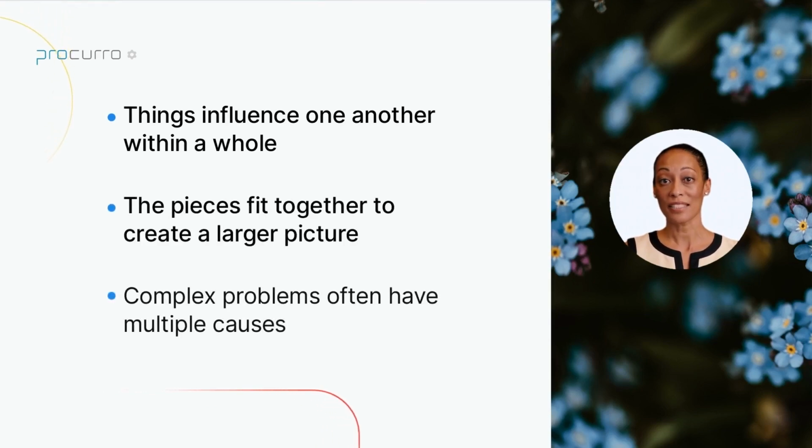Simply put, systems thinking is the study of how things influence one another within a whole. It's the process of understanding how the pieces fit together to create a larger picture.